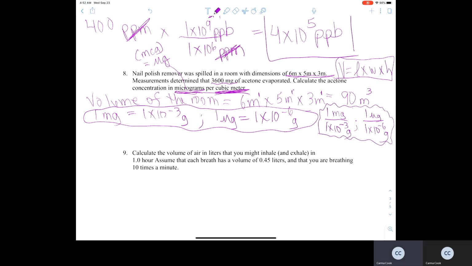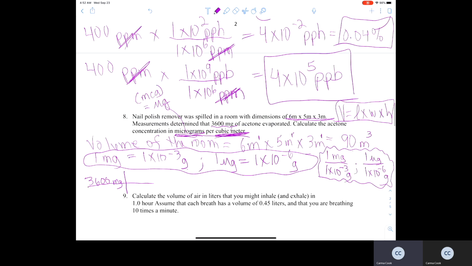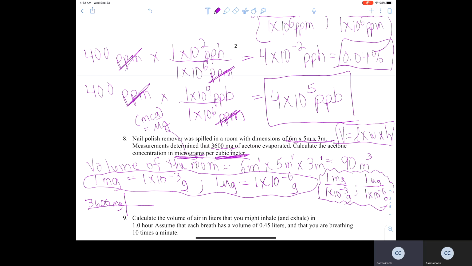So first, we're going to have to convert milligrams to grams, and then we're going to convert grams to micrograms. So 3,600 milligrams, and I like using my railroad tracks when I'm doing a long conversion. That's a 2-step or 3-step conversion. You can do it this way, or you can do it the way I've been doing it when I'm doing single conversions. It doesn't matter, it just depends on what you're comfortable with.